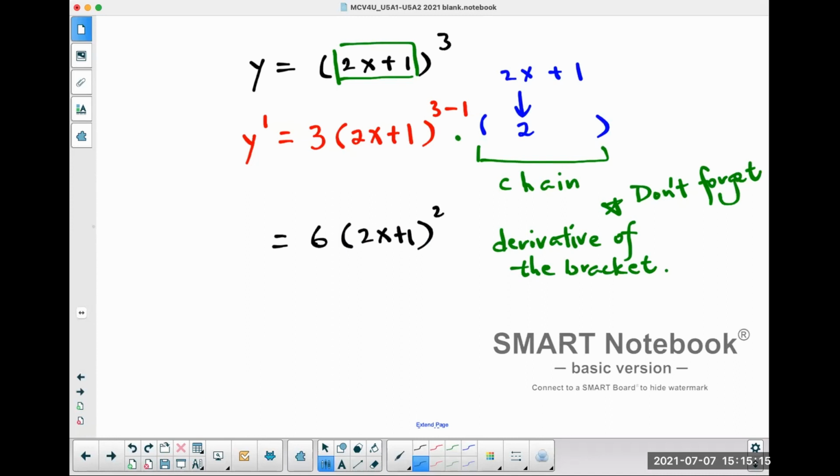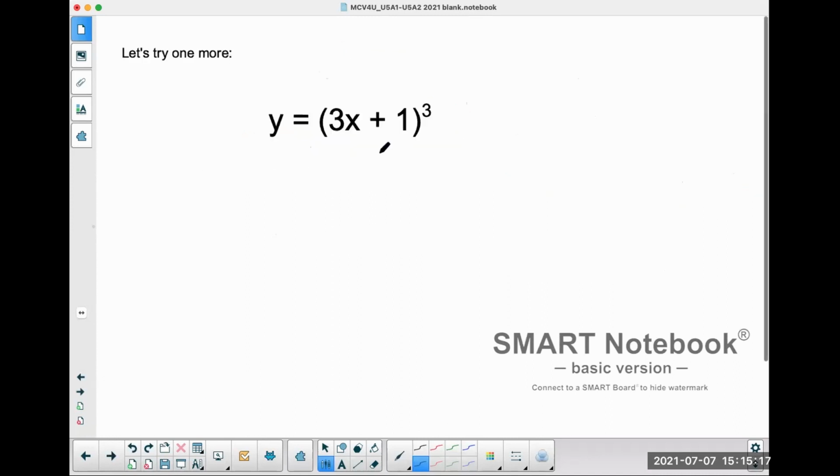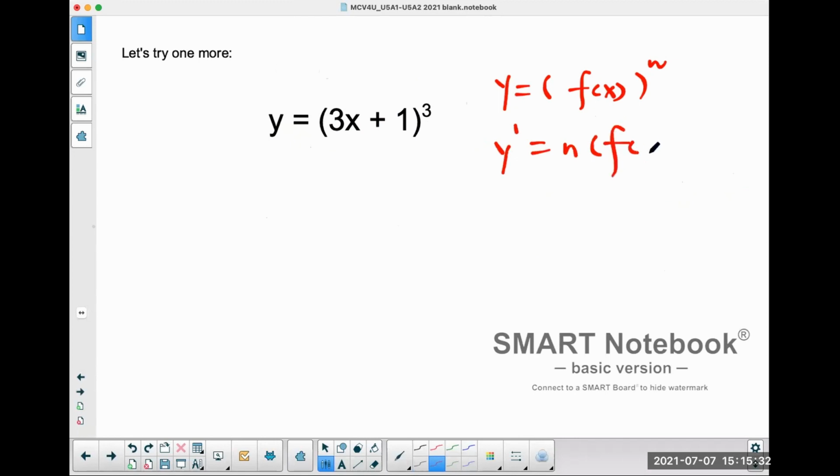Let me try one more. If I want to find the derivative of a function raised to the n power, what you do is you do a power rule, but then you have to multiply by the chain. And the chain is the derivative of what's inside the bracket.